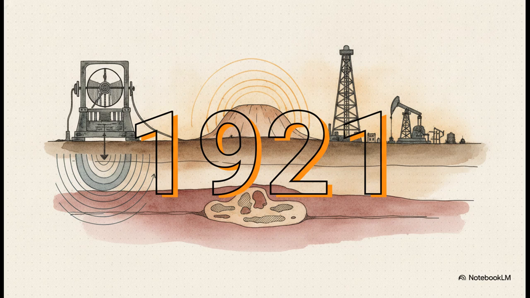But here's the crazy part. It actually took decades for the industry to make the connection. It wasn't until 1921 that this basic earthquake seismology technology was finally applied to the petroleum industry. That was the year they first used it to send energy waves down into the earth, bounce them off those underground formations, and actually locate oil. It was a total game changer.